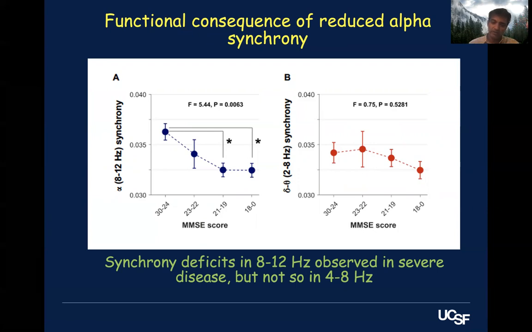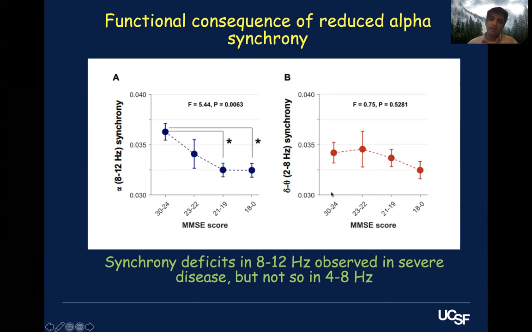What is shown here is the MMSE score on the x-axis, an assay of disease severity. So if you have very low scores, you have much more severe impact of the disease. And what we show is that patients who have much lower scores, more severe, are the ones with greater reductions in the alpha band. But the same kind of disease severity effects are not seen in the 2 to 8 hertz range. This again suggests that there's a frequency-specific functional consequence of neural synchrony that we can measure.